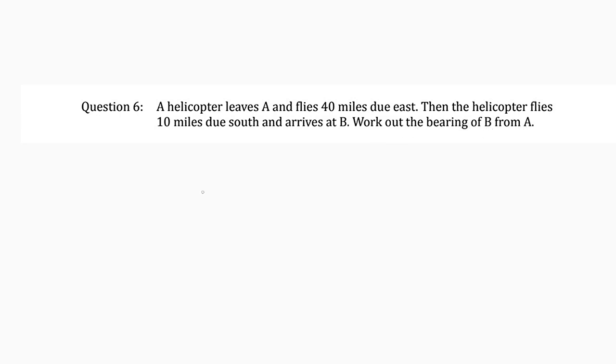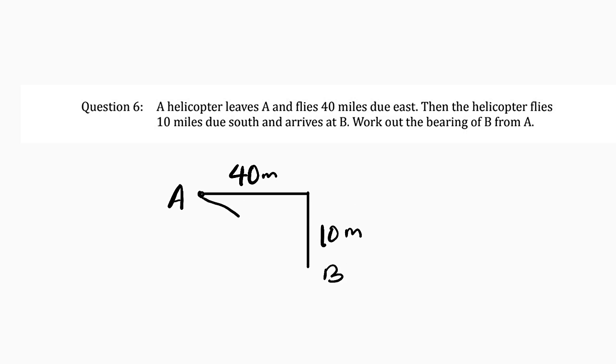All right. So let's assume this is point A. It moves to the east direction, which is 40 miles. Then it takes a turn 10 miles south. This is south, which is 10, and arrives at B. So now let us connect A and B together, something like this. So we are looking for the bearing of B from A.